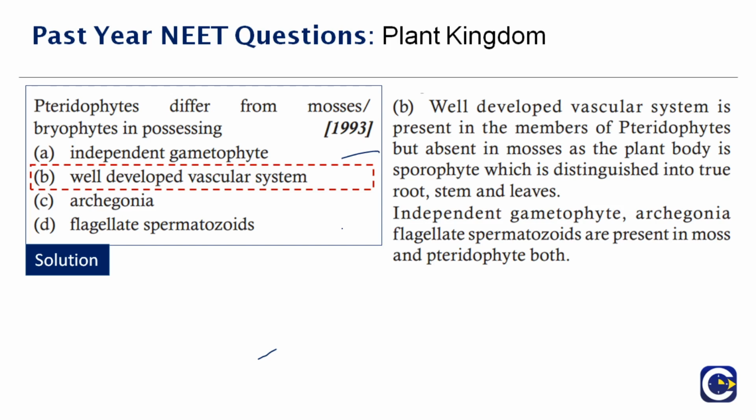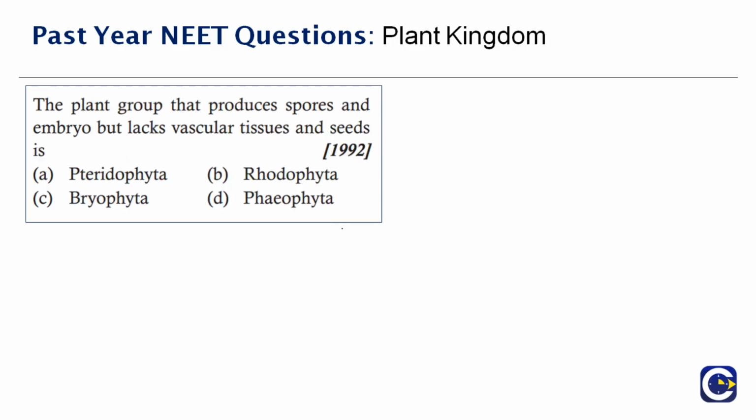So here, when I say mosses or bryophytes, they are asking us: pteridophytes will have a well-developed vascular system, but mosses or bryophytes will not have any vascular system. They are asking how you will differentiate the pteridophytes from mosses or bryophytes. So the question is very clear. Here the correct answer is well-developed vascular system. Vascular means xylem and phloem. This is absent in mosses or bryophytes. Now you understand what the correct answer is. Now let's move to the next question here.